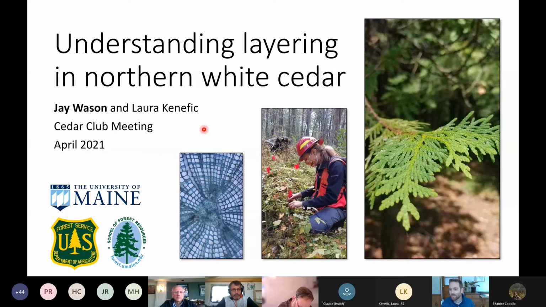And so today I'm going to be talking about some work that Laura and I have been doing together, looking at layering and what that means for understanding the ecology of northern white cedar, but also what that means for understanding the management of northern white cedar too.